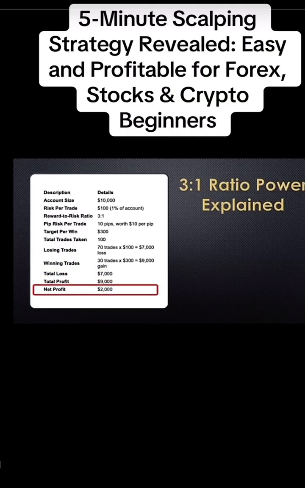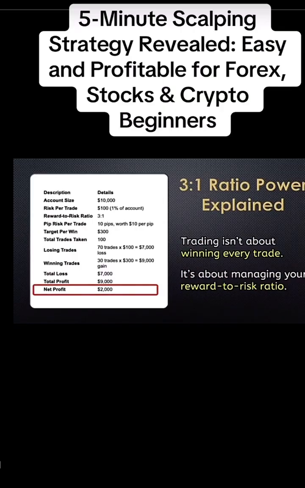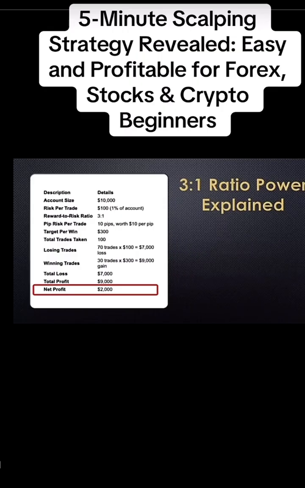The key takeaway here is that trading isn't about winning every trade. It's about managing your reward to risk ratio. As long as you follow a strategy with a high reward compared to your risk, you can lose most of your trades and still come out a winner. The 3 to 1 reward to risk ratio works because it allows your winners to far outweigh your losses. It's about staying disciplined, accepting that losses are part of the process, and letting your winners run.